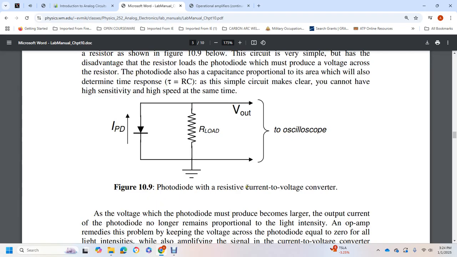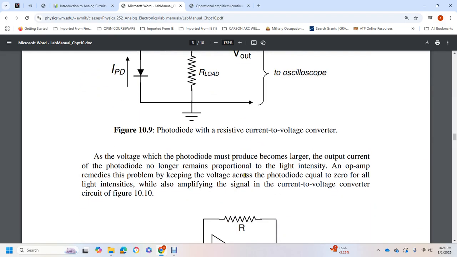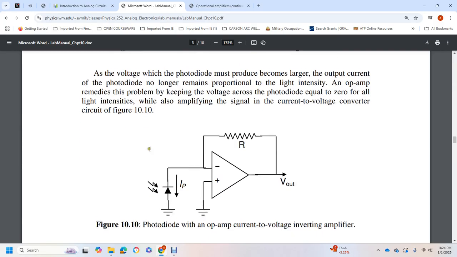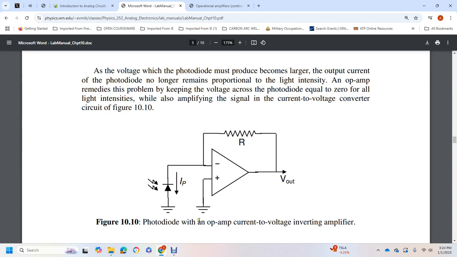So we have a photodiode resistive current to voltage converter. We have the diode going to a resistor, the voltage out, and ground. To get a larger voltage, the photodiode must produce a larger output current, proportional to the light intensity. The op amp remedies this problem by keeping the voltage across the photodiode equal to 0 for any light intensity, while amplifying the signal in a current to voltage converter, with the circuit in figure 10.10. Figure 10.10 shows the photodiode with the op amp current to voltage inverting amplifier.